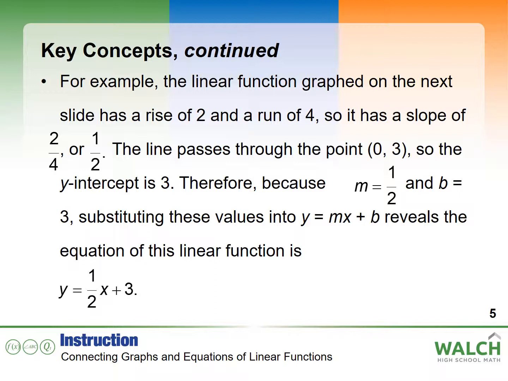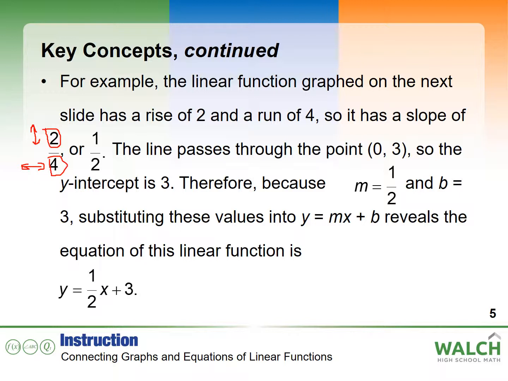For example, the linear function graph on the next slide has a rise of 2 and a run of 4. Remember, rise is your top number and run is your bottom number. Rise can go up and down: positive is up, negative is down. Run can go left or right: if it's left, it's negative; if it's right, it's positive. You always want to simplify too, so 2/4 equals 1/2, because 2/4 simplifies to 1/2.